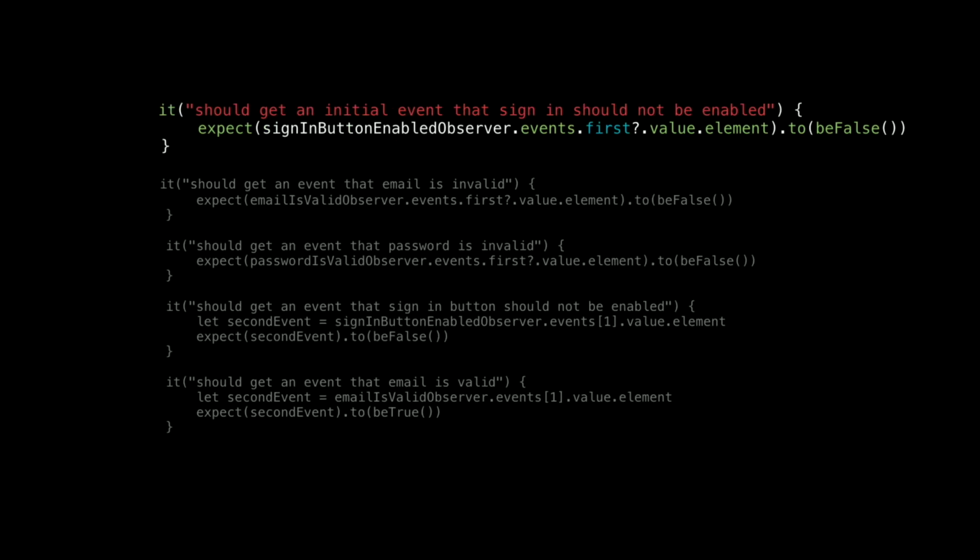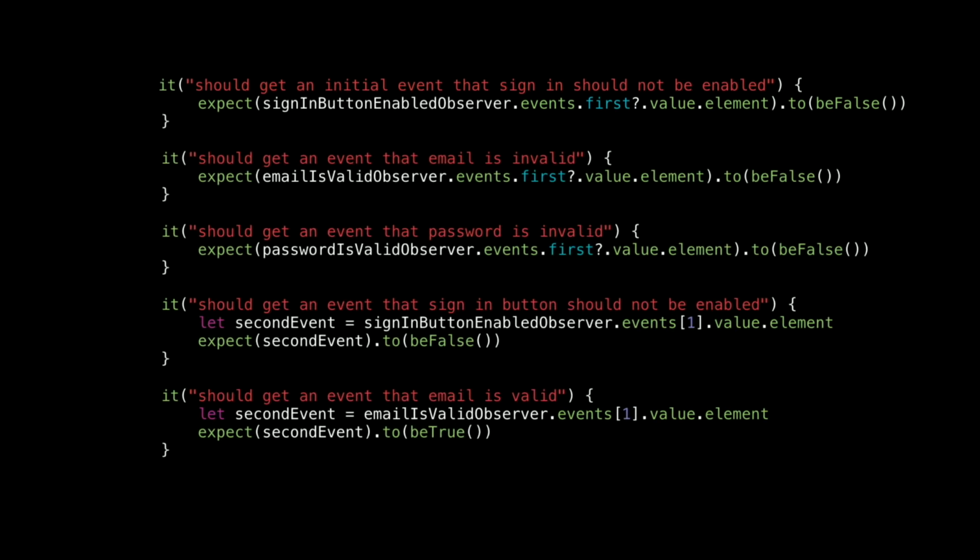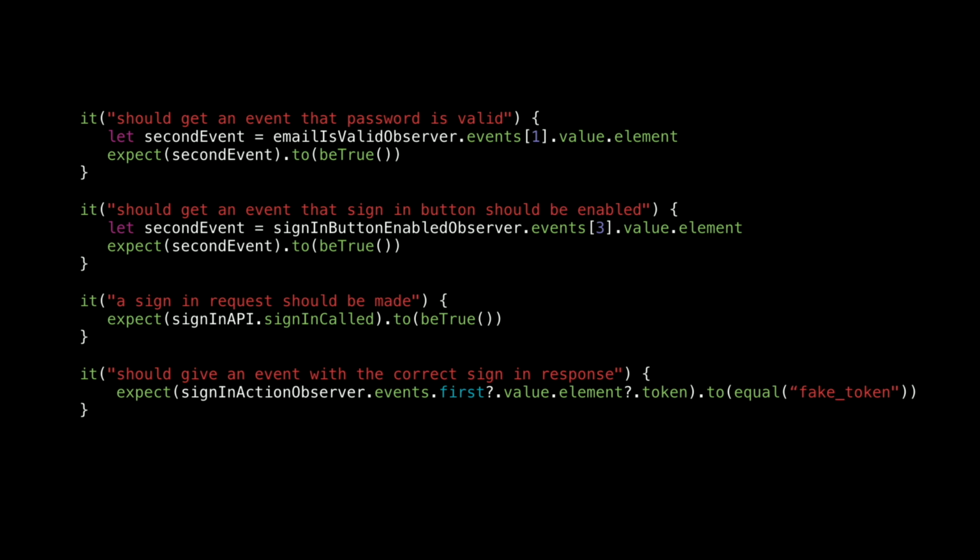And this is how we can write our validation now by using the testable observer. We can take the event emitted from the output observable from the observer and validate it. So this is how our tests look like by using the observers. The rest of them.